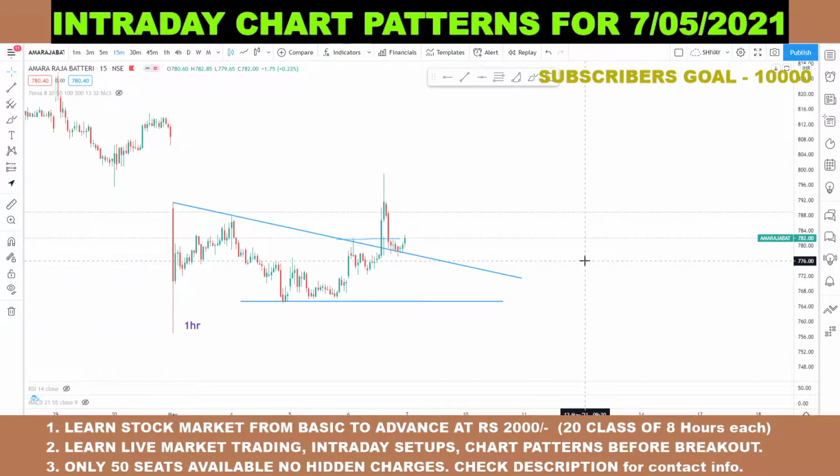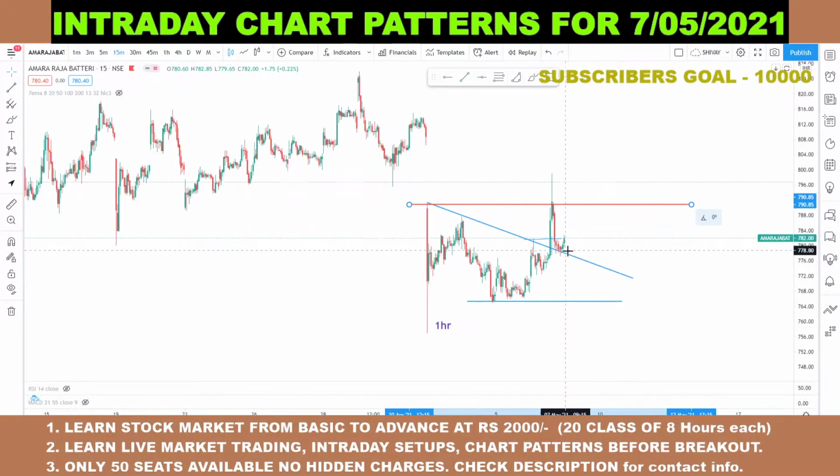Now I'm analyzing this stock, Amar Raja Battery, first. Let's see what has happened in this stock. See, this stock has given an upside breakout, but it has made this level its resistance and it has fallen down. Okay, what can happen?